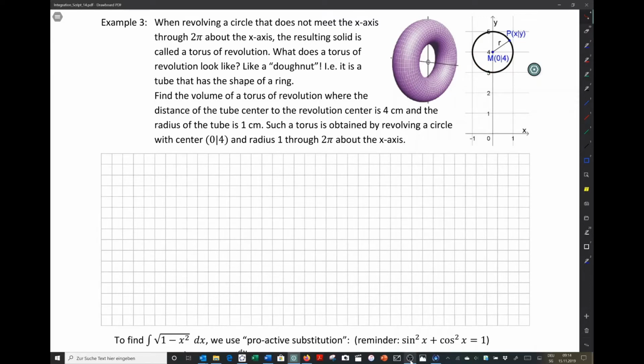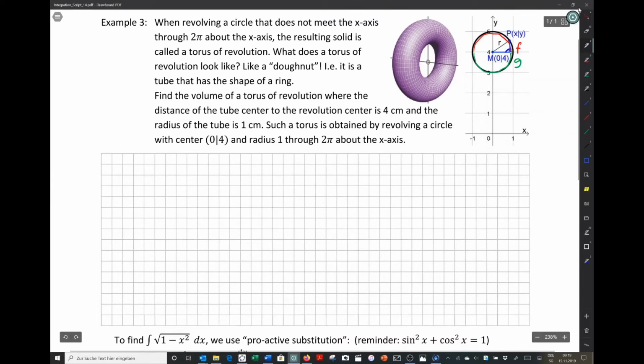The area that we're revolving can be described as the area enclosed between the upper semicircle and the lower semicircle. Let us name the upper semicircle f and the lower semicircle g. Let us first find the equation of the circle, and for that let us draw the right-angled triangle here.